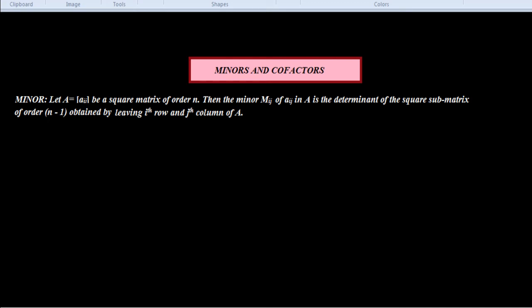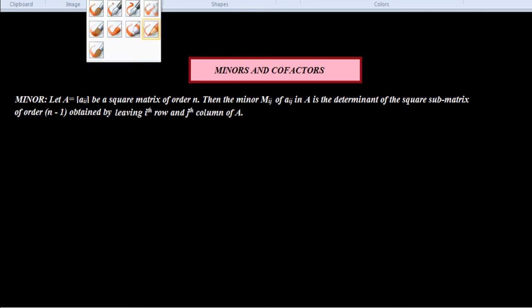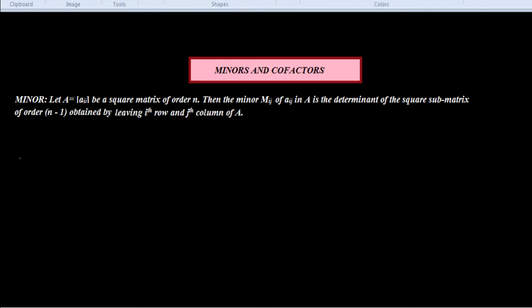Now let us take an example to explain this statement. I take an example like A is equal to, a matrix of order 3. We have 1 2 3, minus 3 2 minus 1, and 2 minus 4 3. This is the matrix.